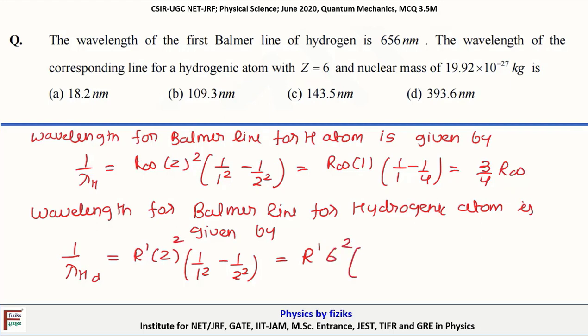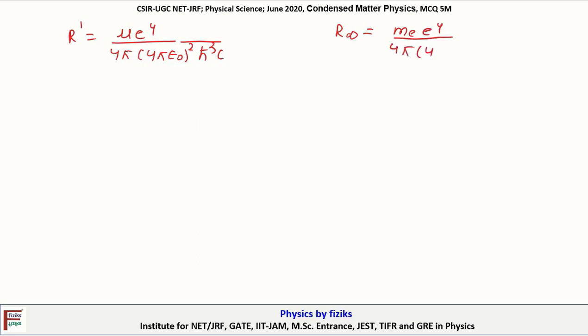That means R squared (1 − 1/4). Here we would have R' = 36 × 3/4. Now, in general, R' is given by μe⁴ / ((4πε₀)² h³c). In case of R∞, that is m e⁴ / ((4πε₀)² h³c).